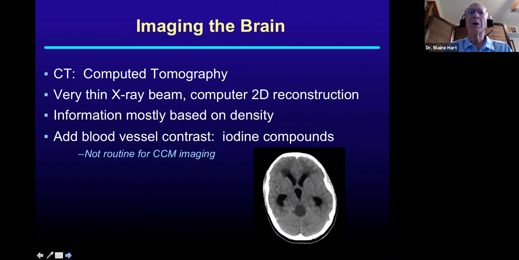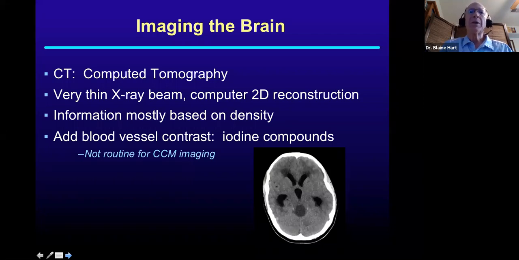CT stands for computed tomography. It's basically a very fancy X-ray test done by using a very thin X-ray beam that spins around the patient, and that information is fed into a computer, and the result is a reconstruction that looks like a 2D slice of the brain or of the body. The information there is mostly based on density. So bone is white, air is black, other soft tissue in between.